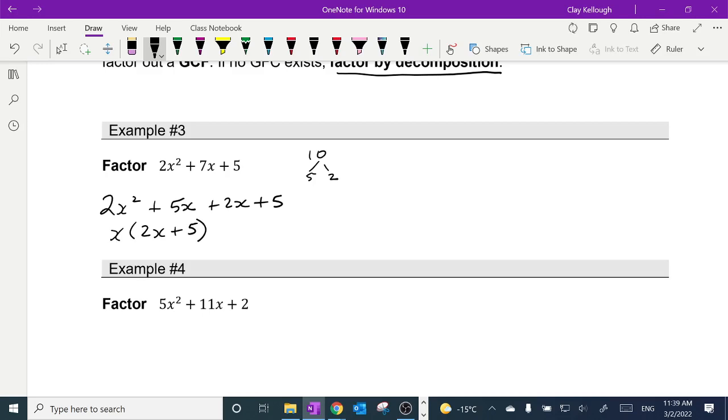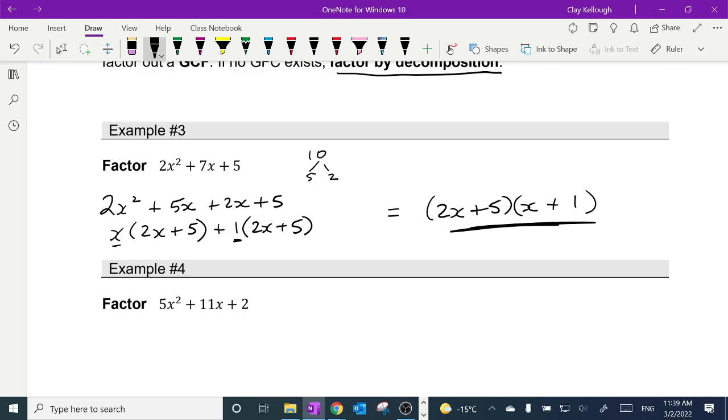And what can I factor out of the next two things? Well, you might say, well, you can't factor out anything. Well, then we'll just factor out a 1. And now we factor the bracket out. And what's left behind when I factor out that bracket? Well, there'd be an x left behind and a 1 left behind. And there, now we are factored.